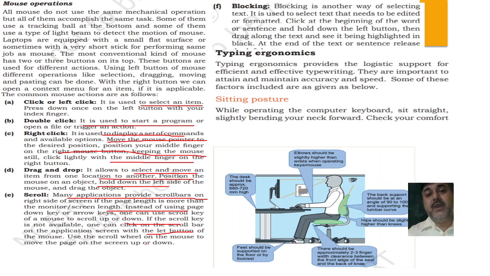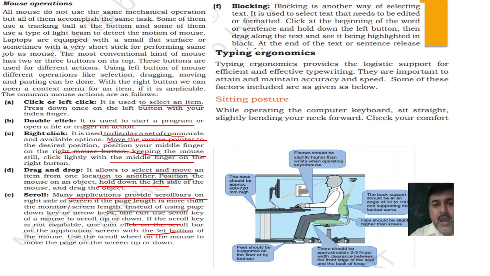Okay, so typing, how we should type, we know it. We should use all our fingers for the purpose of typing. Then we find how we are going to sit. See, this is the right posture of sitting, isn't it? This is the right posture of sitting. That means what we are going to see here is your elbow, how you will first place the elbow. So where are you going to place your elbow? The elbow should be slightly higher than the wrist when you are operating the keyboard or mouse.